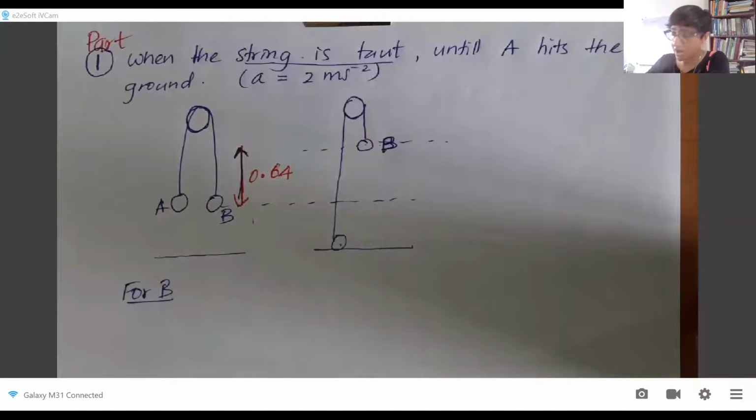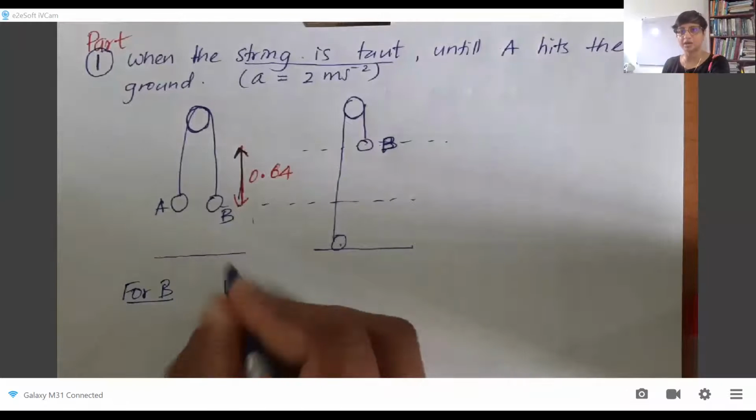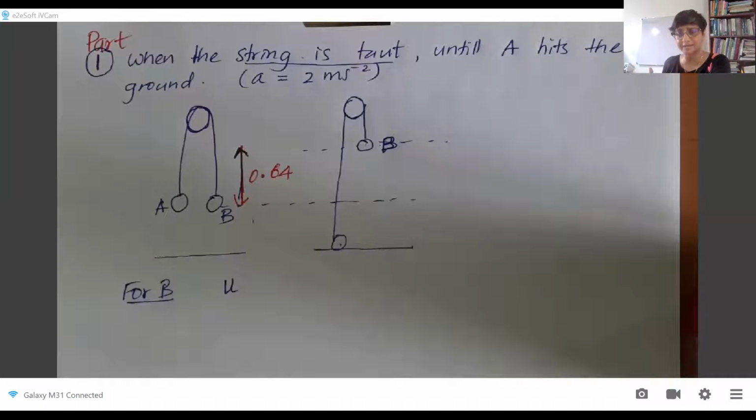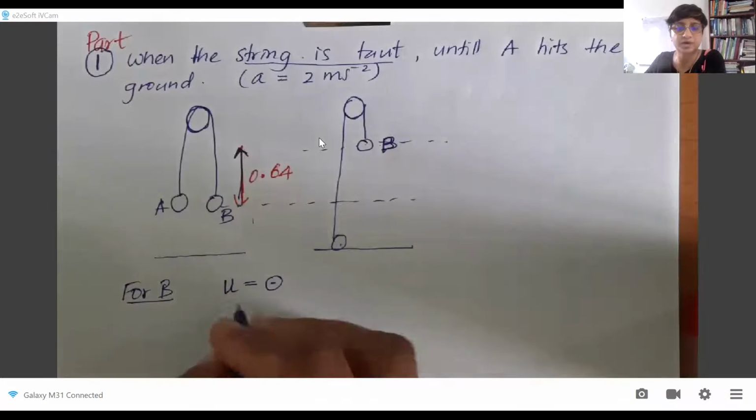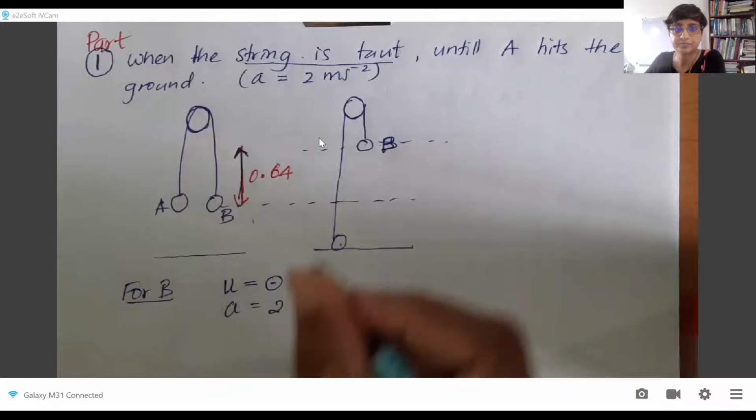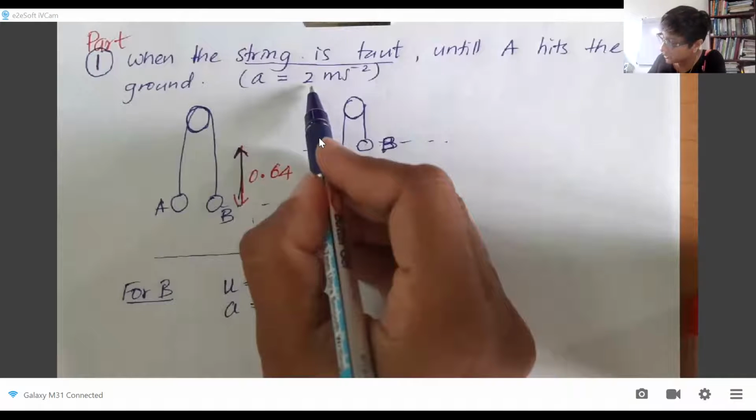For B, for this part of the motion, always remember equations of motion are applied for sections of motion that you need. Now, the section that I'm considering is from this point, I might as well just use the pointer. From this point to that point, it happens in the same diagram, though I have drawn two diagrams. So from this level to that level, for the motion of B, going up to there, while the string is taut. So U is 0, A is 2, we found A in the first part. It's a positive acceleration. And S is 0.64. I can find the time.